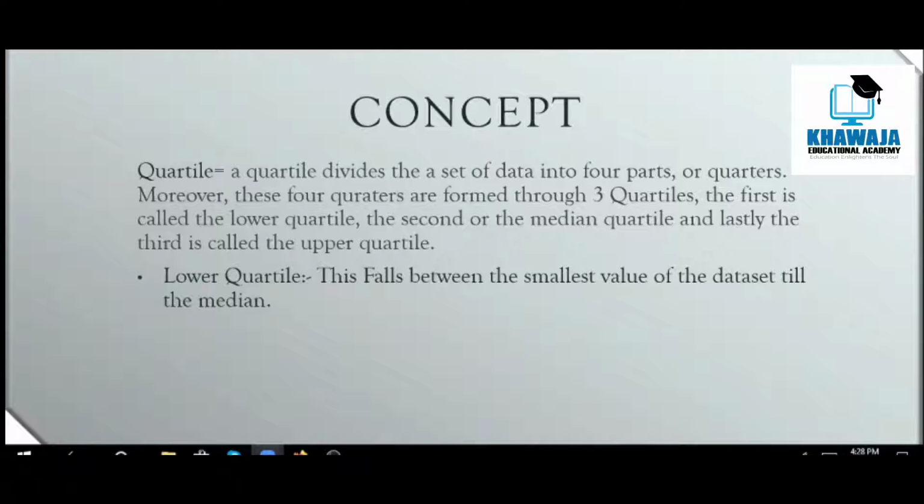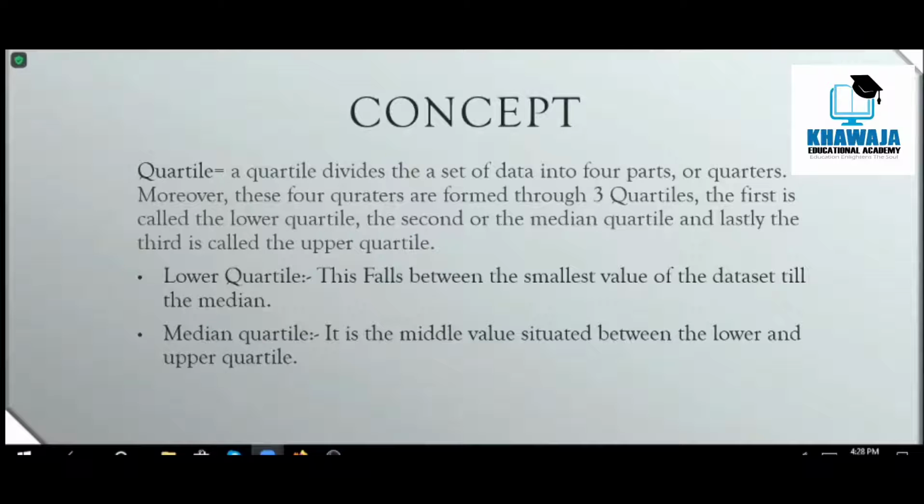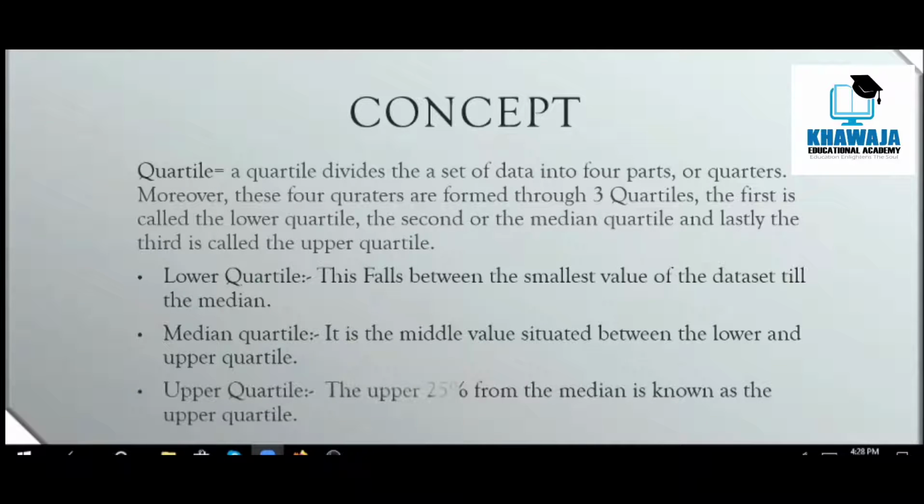This basically falls between the smallest value of the dataset till the median. Then we must find out where the median quartile lies. It lies between the lower and the upper quartile. And lastly, we'll see where the upper quartile lies. It lies in the upper 25% from the median.